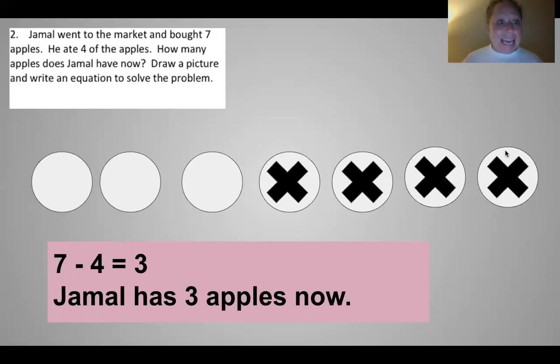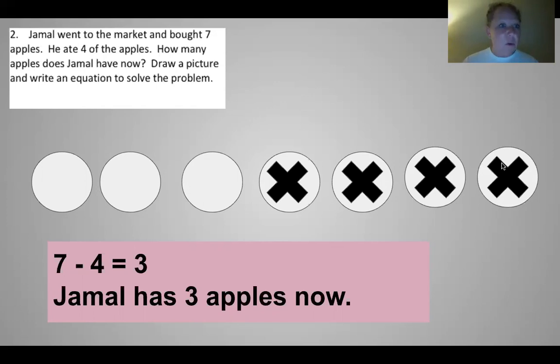That's right. He ate 4 apples. And I bet he had a bellyache. So when you eat something, do you get more or do you have less? That's right. You have less. So I'm going to put an X over those 4. Let's see if I have 4 apples X'd out. Help me count. 1, 2, 3, 4. These 4 X's represent the 4 apples that Jamal ate. If you eat something, it's gone.